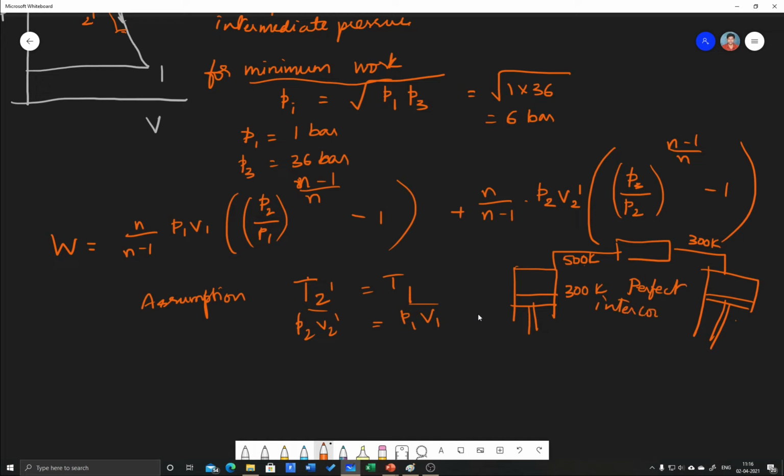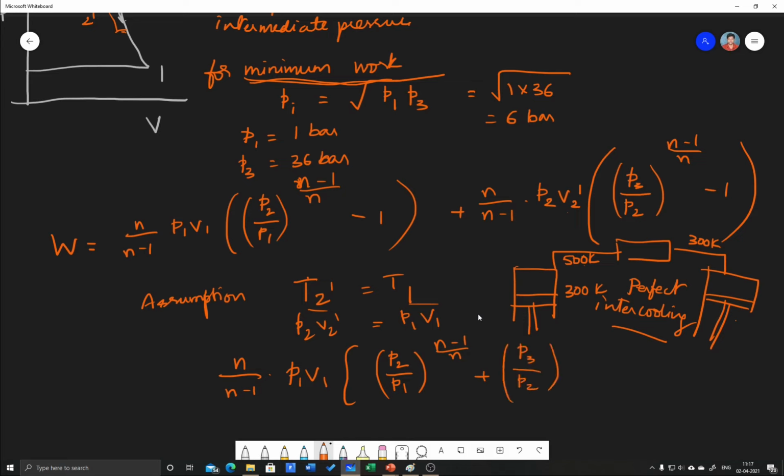This can also be assumed when minimum work is to be calculated. Okay, so then this can be taken out. So n by n minus 1 into P1 V1 into (P2 by P1) whole power n minus 1 by n, plus (P3 by P2) whole power n minus 1 by n minus 2.